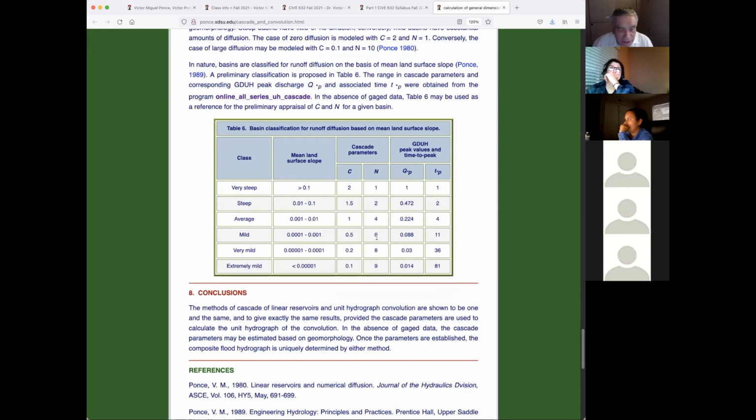Okay, the methods of Cascade and unit hydrograph are shown to be one and the same, and to give exactly the same results, provided the Cascade parameters are used to calculate the unit hydrograph of the convolution. That's a good phrase. In the absence of gauge data, the Cascade parameters may be estimated based on geomorphology. Here, or here. Once the parameters are established, the composite flood hydrograph is uniquely determined by either method.